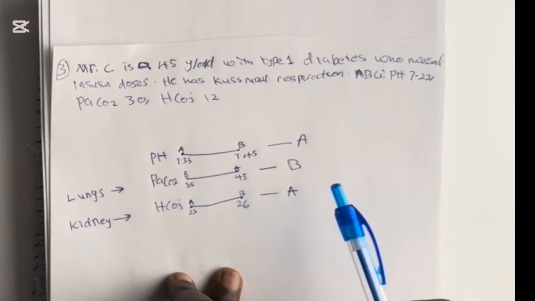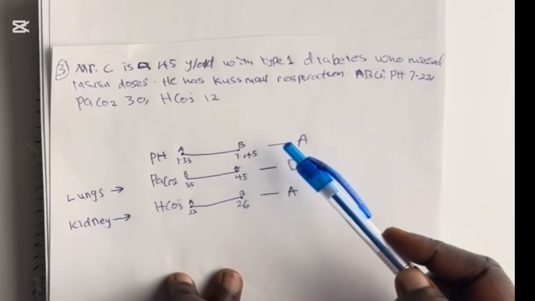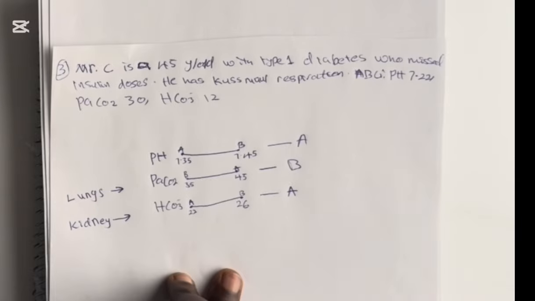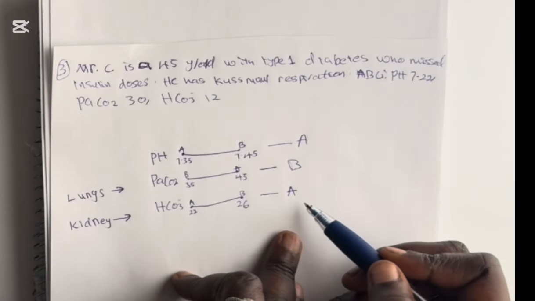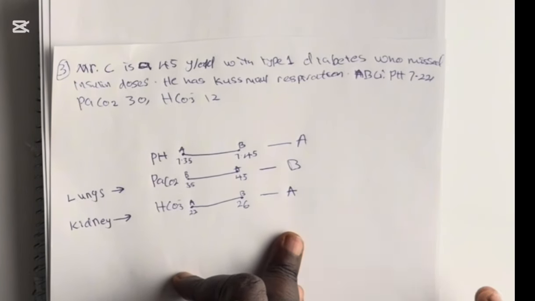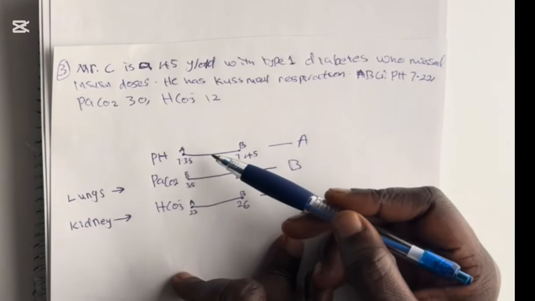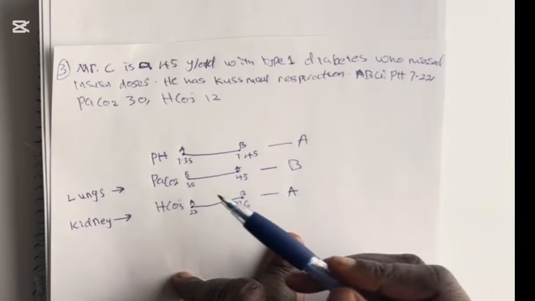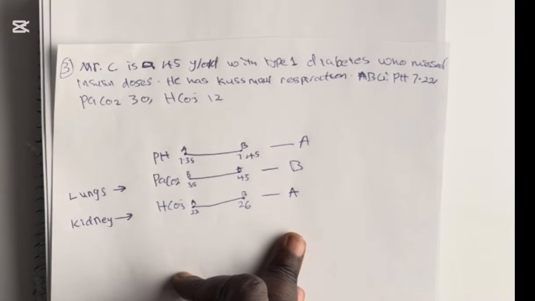Yay, we have a match. The pH is matching with the kidney. So when we have the kidney and the pH, we have metabolic. When they are talking about kidney, we are talking about metabolic, and when we are talking about lungs, we are talking about respiratory. So now we are in a state of metabolic acidosis. But is it compensated or not compensated? Now let's look at this one, the CO2, since we've already matched pH with HCO3. So we look at the one that is left unmatched to be able to determine if it's compensated or uncompensated.